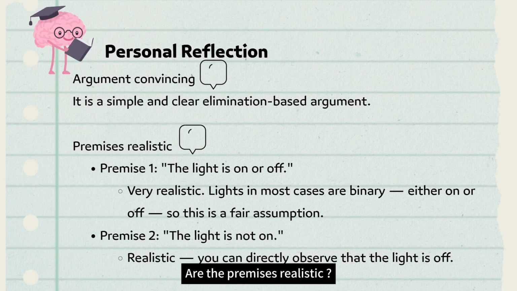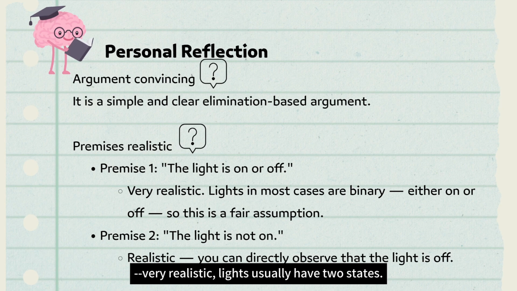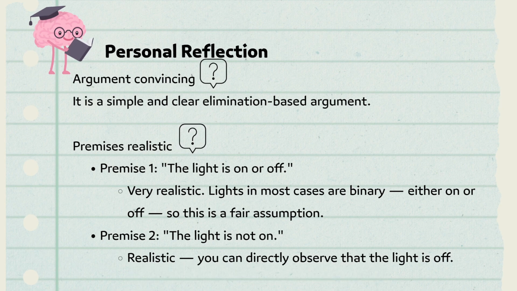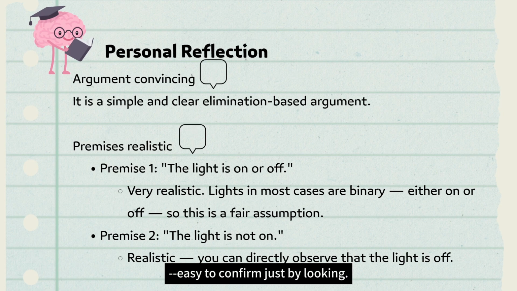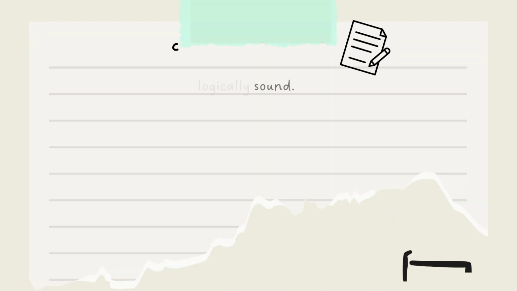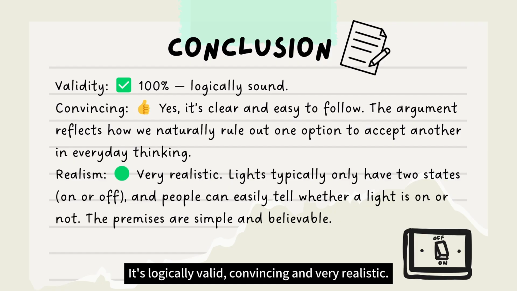Are the premises realistic? The light is either on or off. Very realistic. Lights usually have two states. The light is not on, easy to confirm just by looking. So overall, it's logically valid, convincing, and very realistic.